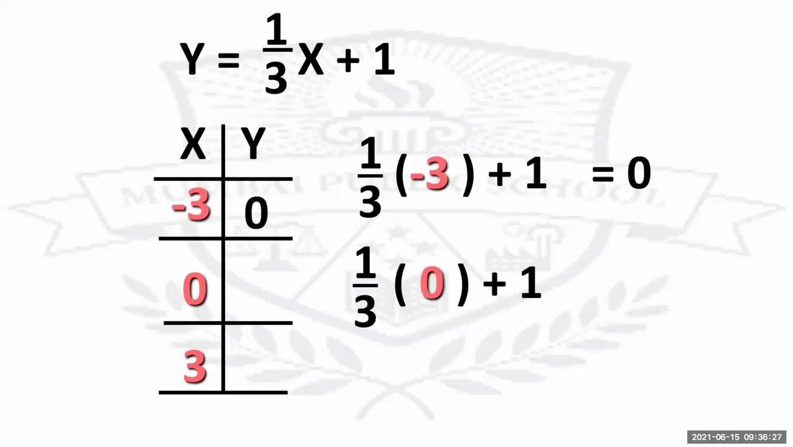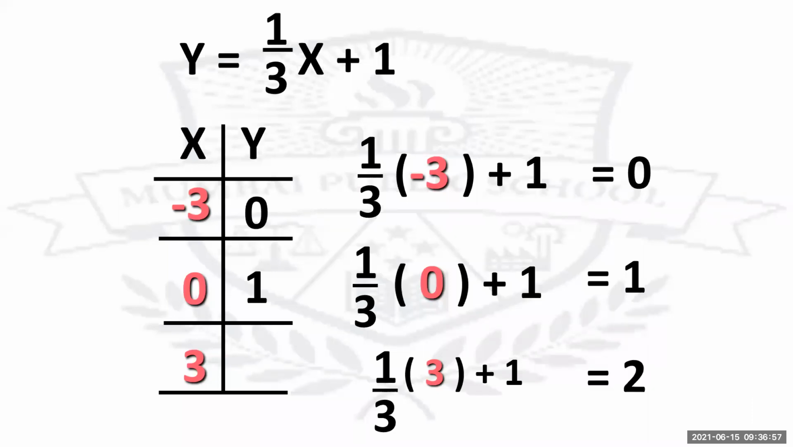Next, when you substitute x as 0, 1 upon 3 into 0 would be 0. So you'll be left with plus 1. Next, 1 upon 3 into 3 plus 1. So denominator 3 and numerator 3 will get cancelled. You'll be left with 1 plus 1. So that 1 plus 1 is going to be equal to 2. Understood? So the table is complete.